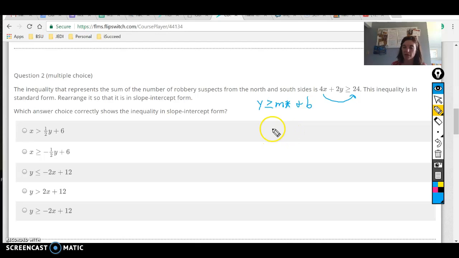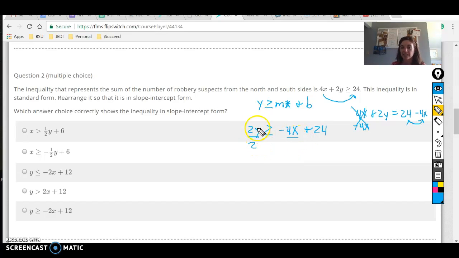So I'm going to subtract 4x from both sides, and I end up with 2y is greater than or equal to negative 4x plus 24. Okay, so what I did there, let's just take that inequality sign out real quick. We have 4x plus 2y equals 24. I subtracted 4x from both sides. They go away here, and then I just rearranged because I wanted y equals mx plus b form. So I put the negative 4x before the 24. That's all I did. Now I still need to divide by 2.